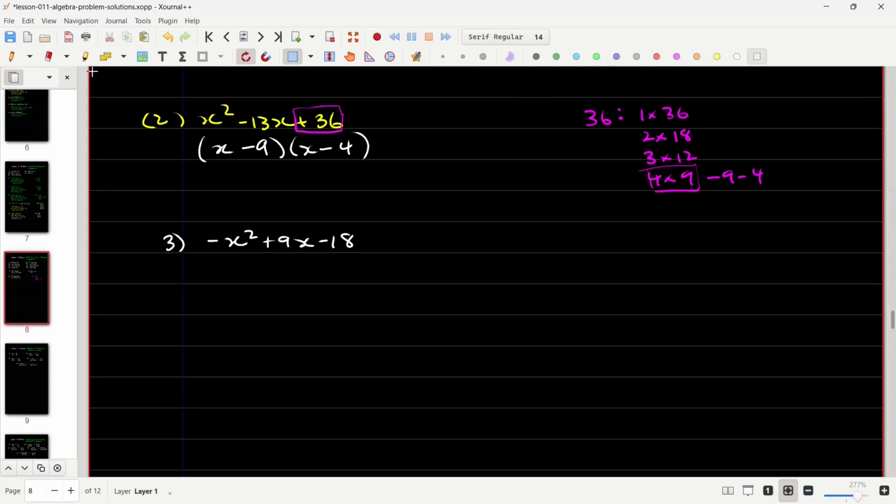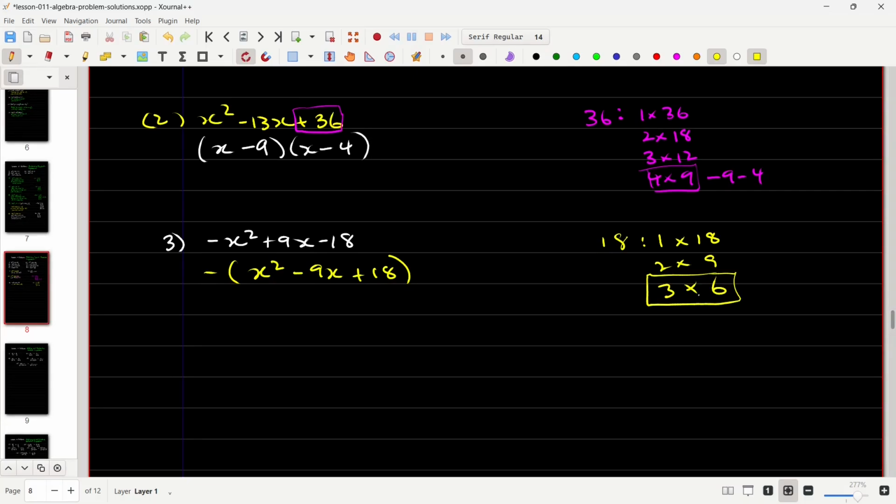All right, so first thing I want to do is I want to factor out the negative sign. So negative of x squared minus 9x plus 18. And then I'm going to write the factors of 18, which are 1 times 18, 2 times 9, 3 times 6. And if I take a negative 6 and I add it to a negative 3, I'll get negative 9. And negative 6 multiplied by negative 3 is going to give me a positive 18. So I'm going to have here x minus 6 and x minus 3, and I'm going to have the negative sign out in front here.